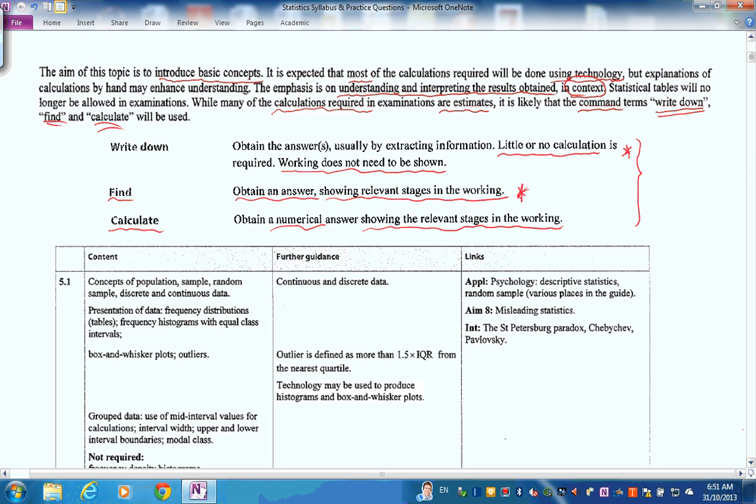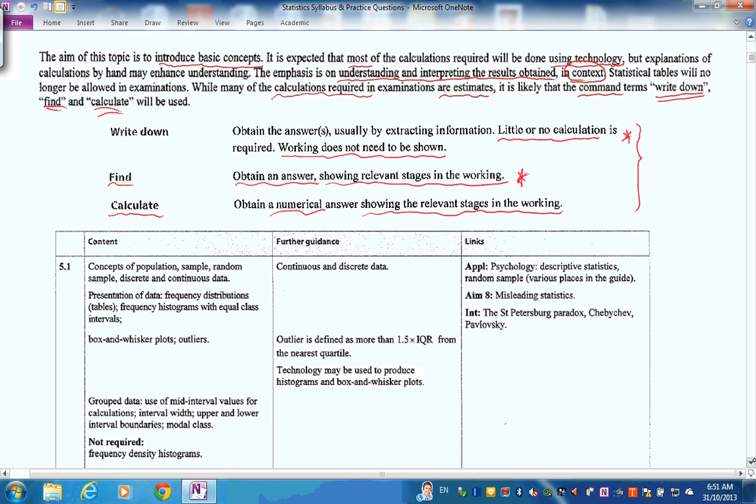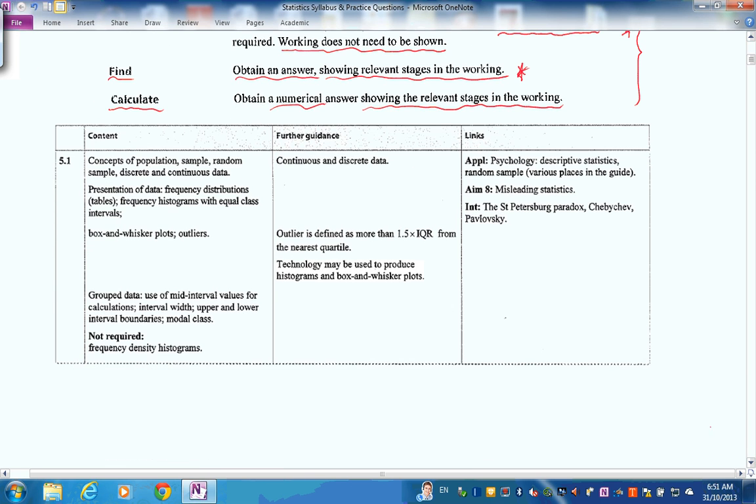Okay, let's have a look at the actual syllabus now, and I want to bring up some of the things that have come up during the course. Concepts of population, sample, random sample, discrete and continuous data. All right, the distinction between those is going to be made. You're going to have to know that. Okay, frequency distribution, frequency histograms with equal class intervals, you've done that. Box and whisker plots, outliers, know the definition over here: more than 1.5 box lengths from the nearest quartile, IQR in other words.